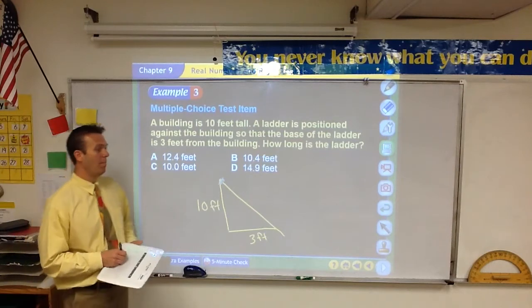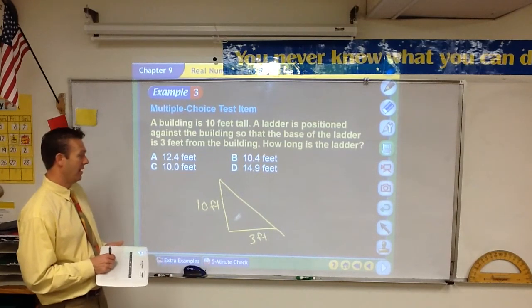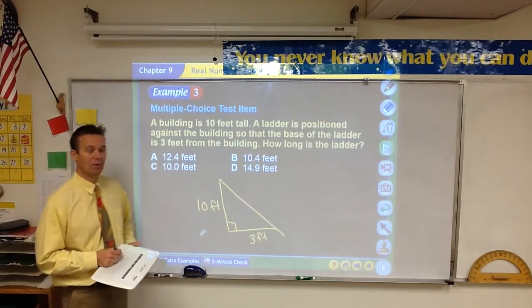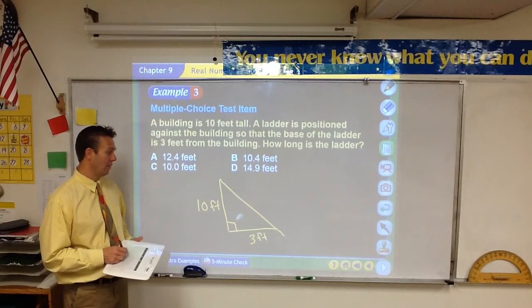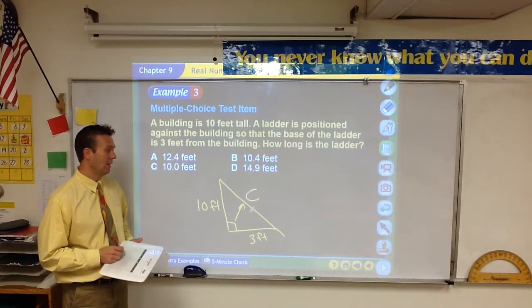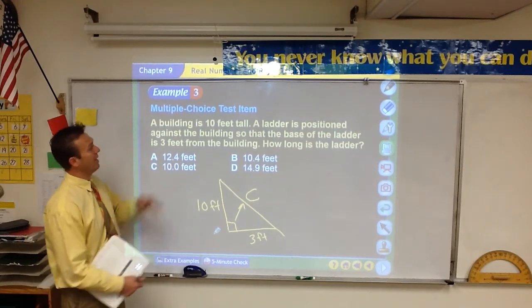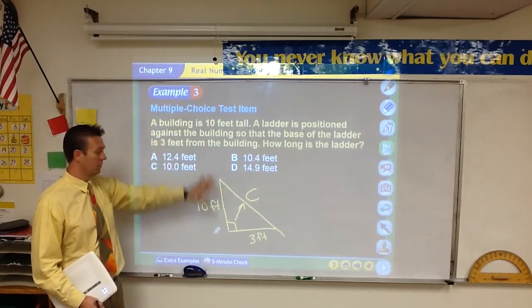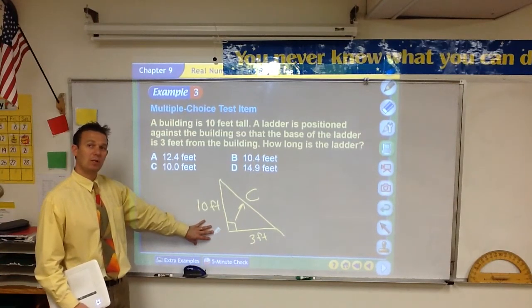Now, a building and the land, or the cement or the grass or whatever it's on, always makes a 90-degree angle. So we know that's where the 90-degree angle is. So what are we missing here? We are missing the C. All right, so now we just set it up and solve it. By taking it from words to a picture, it makes it so much easier. That's what you want to do.